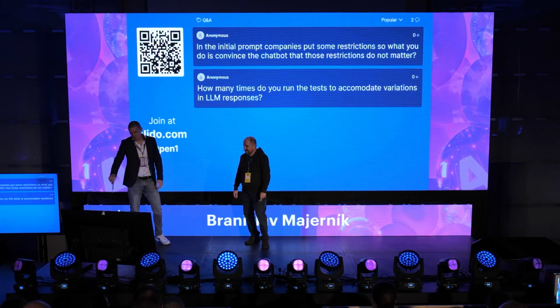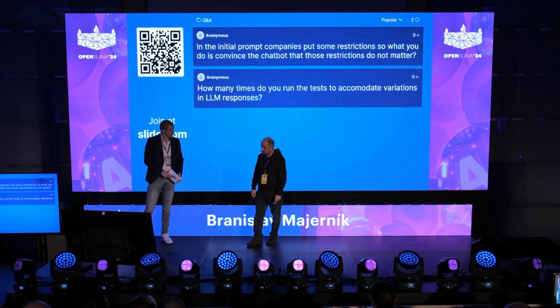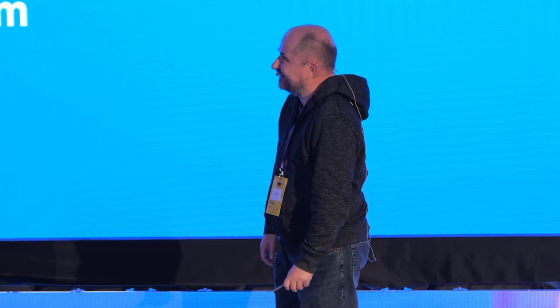So the initial prompt companies put has some restrictions. What do you do, convince the chatbot that those restrictions do not matter? How do you convince the chatbot? Yes, definitely you need to put some constraints or restrictions on the system. This is the main approach to prevent these attacks. But of course, afterwards you need to use specific tools like a safety checker because you cannot avoid everything. But it's a very good habit to put some constraints in the system prompt at the beginning. Okay, how many times do you run the tests to accommodate variations in LLM responses? Many times. There you go. I hope that answers your question.